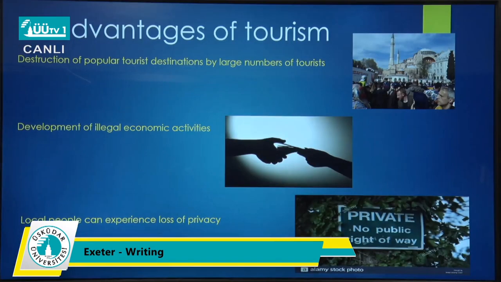As you can see here, the first one, I think this is Sultanahmet: destruction of popular tourist destinations by a large number of tourists. If you have lots of tourists in one place, maybe they will damage the touristic places. The second one, illegal economic activities by some tourists or foreigners. And the last one that sometimes people talk about is that local people can experience loss of privacy. So these are the three disadvantages of tourism.